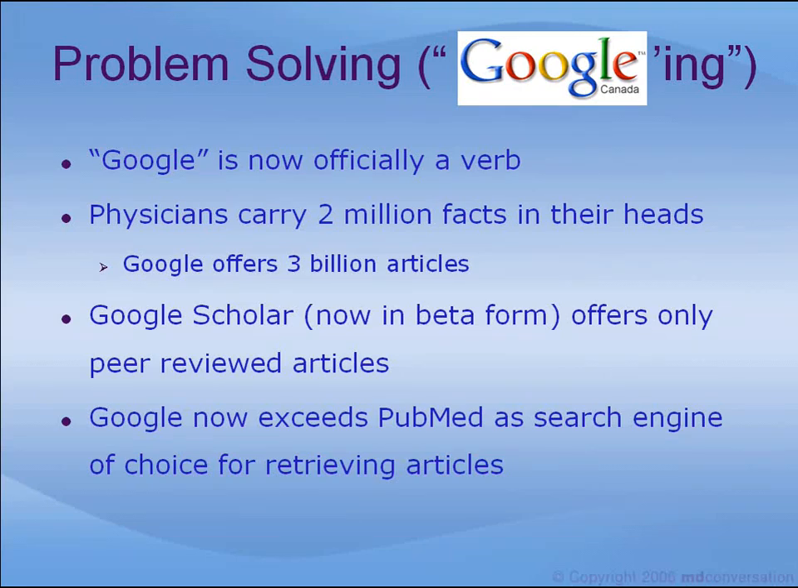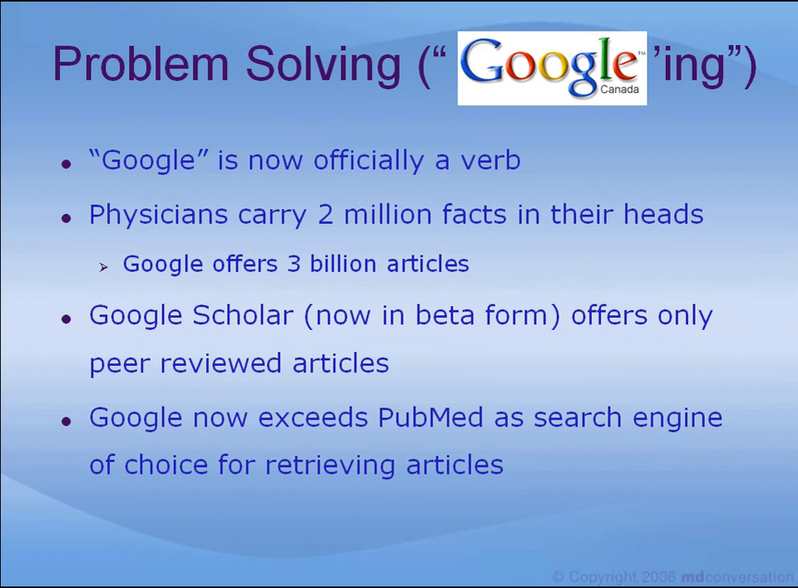Google is now officially a verb, and we all know that we can Google for topics very quickly and easily. According to something I read recently, we all carry about 2 million facts in our heads. Google, however, offers 3 billion articles within a second or less that we can access for information.